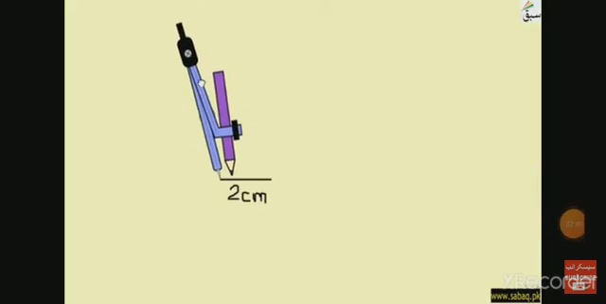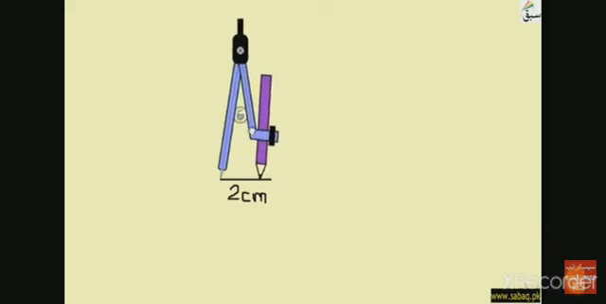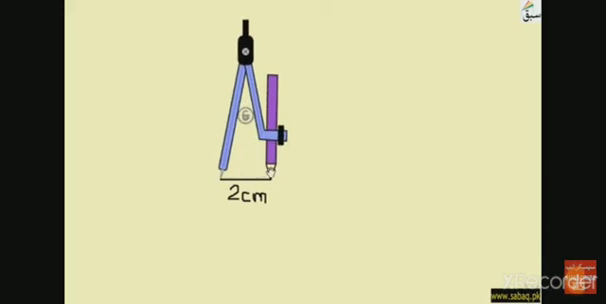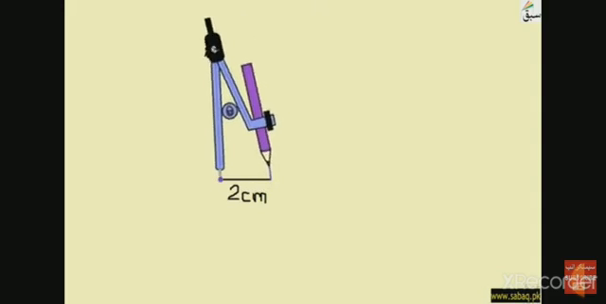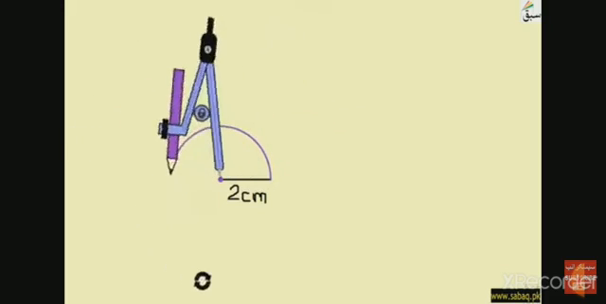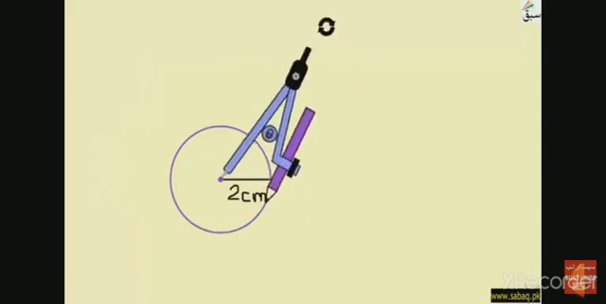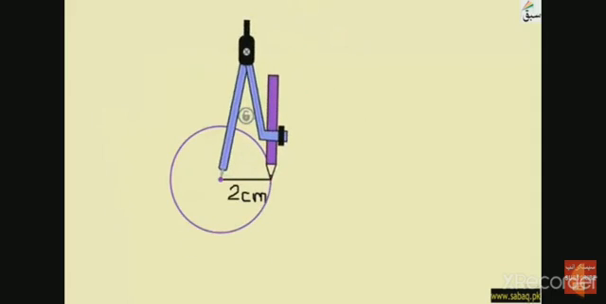Children, here I am going to draw a 2 centimeter circle. That means the radius is 2 centimeter. Observe here. Take your compass and measure 2 centimeter. Then you can draw like this. So that 2 centimeter is radius.